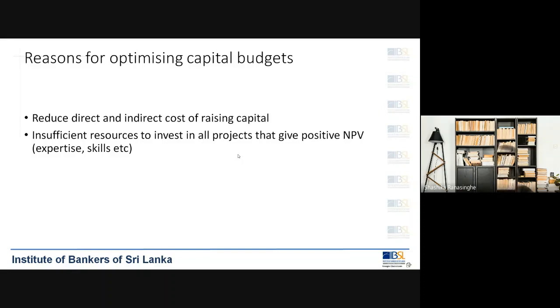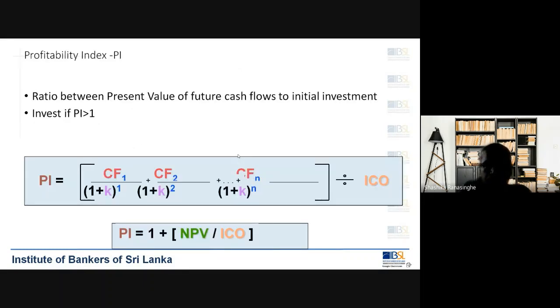You're left with insufficient resources to invest in all projects that give positive NPV. Right? Your resources are limited. Obviously, your capital is also limited. So you have to optimize. Next one is the profitability index. It's the ratio between present value of future cash flows to initial investment. Right? And let's do an example and see.